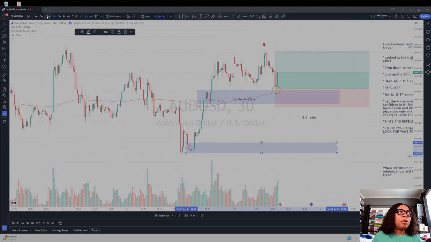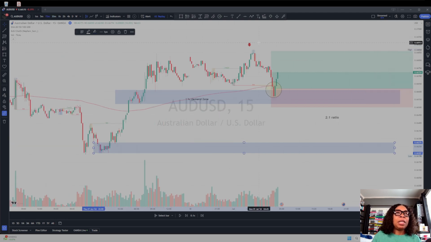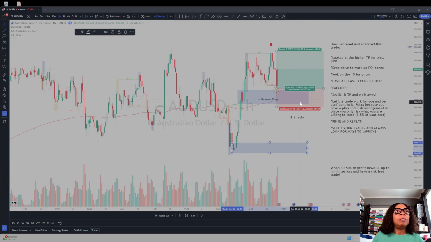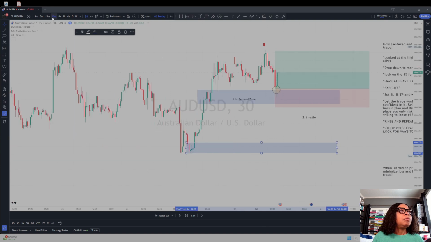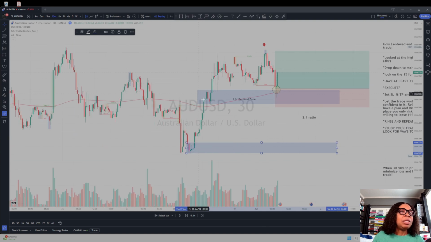When I looked at it on the 30-minute, I'll usually enter on the 15. But as you can see, the Marubozu, if you can see the candles here, the 30-minute kind of just signed the deal for me in that it was still trending above the 200 EMA. So I got in here, set my stop loss 11 pips, almost 12 pips away. And then I put my take profit up here, which is a 2 to 1 ratio.